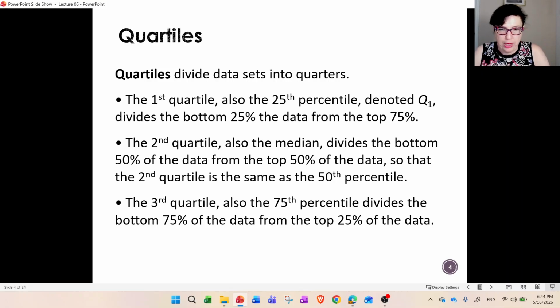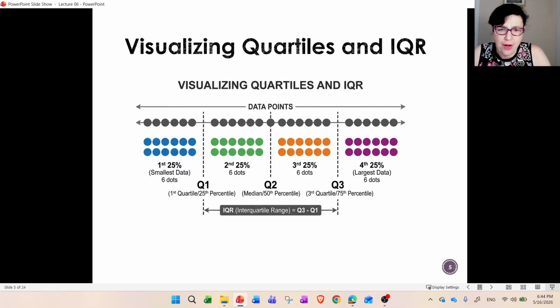All right. Now, I have this picture that is kind of AI generated. I'm not really sure I particularly like it because it's kind of weird the way it drew this circle in the middle. I don't know what that means. Anyway, I just asked it to help me help you visualize the quartiles.